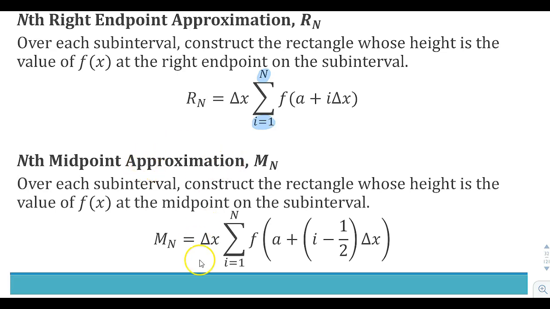And for the midpoint approximation, again, we can still factor out the delta x. What makes this one different is this i minus 1/2 delta x. This is what's going to get us to that halfway point over the subinterval.